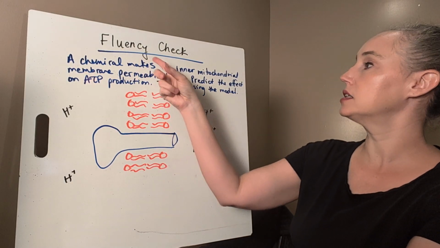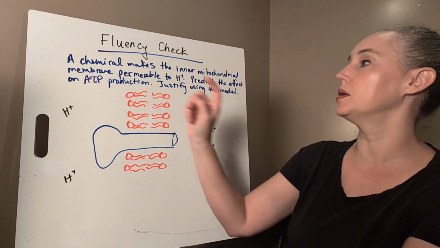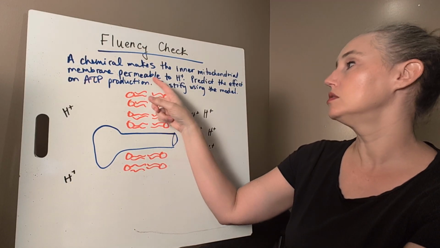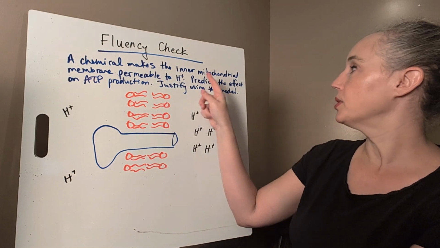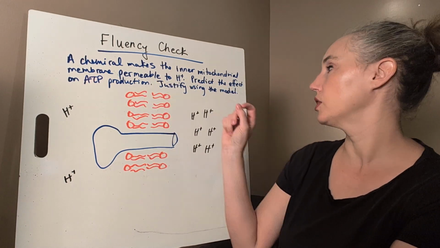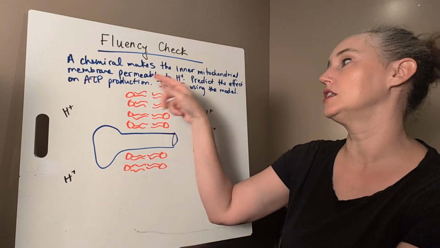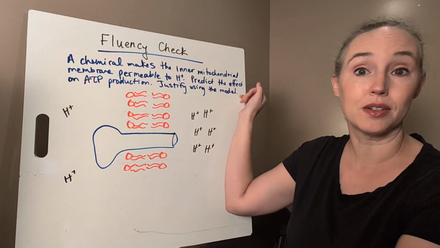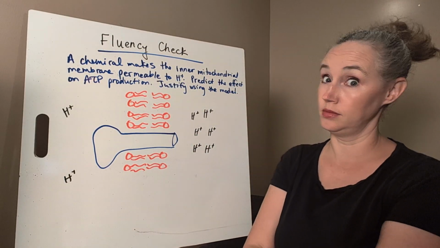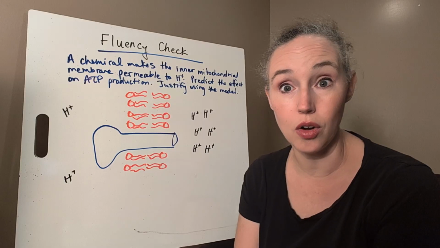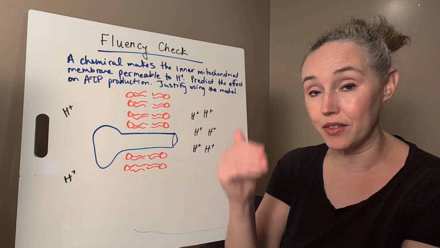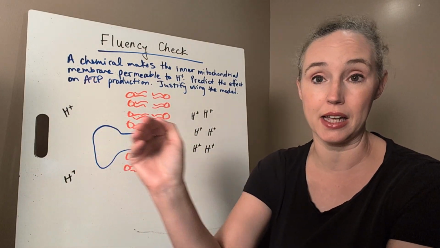A chemical makes the inner mitochondrial membrane permeable to protons. Predict the effect on ATP production and justify using the model. So that's the kind of question AP is going to ask you.